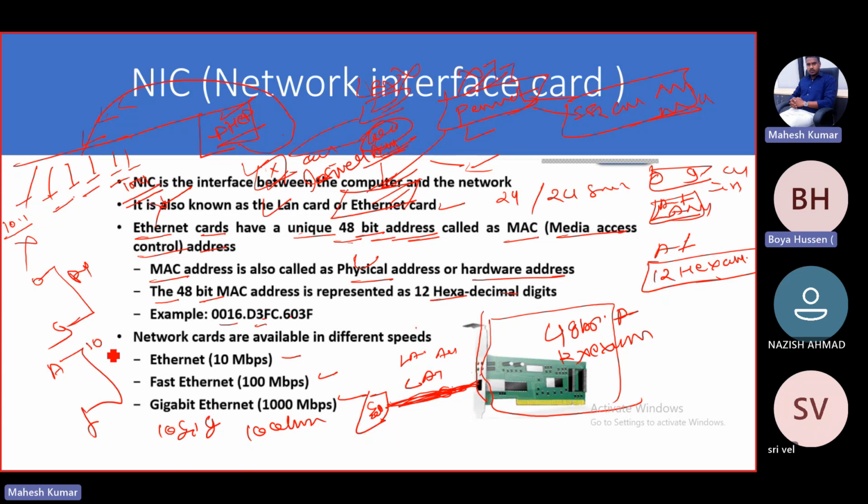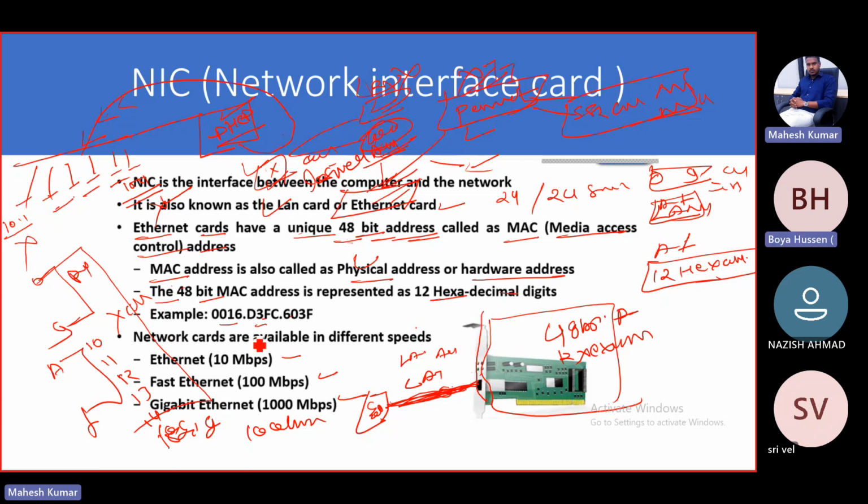Then A means 10, B means 11, C means 12, and D means 13, E means 14, F means 15. So the combination of decimal and this, both are known as a hexadecimal.